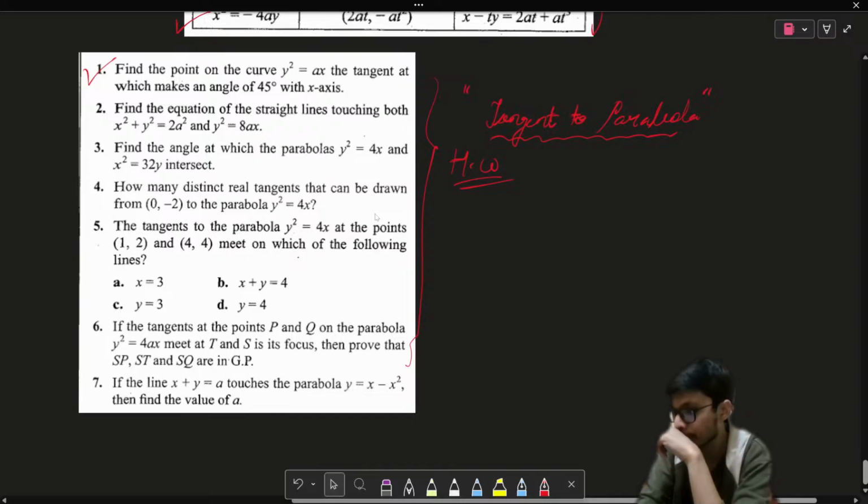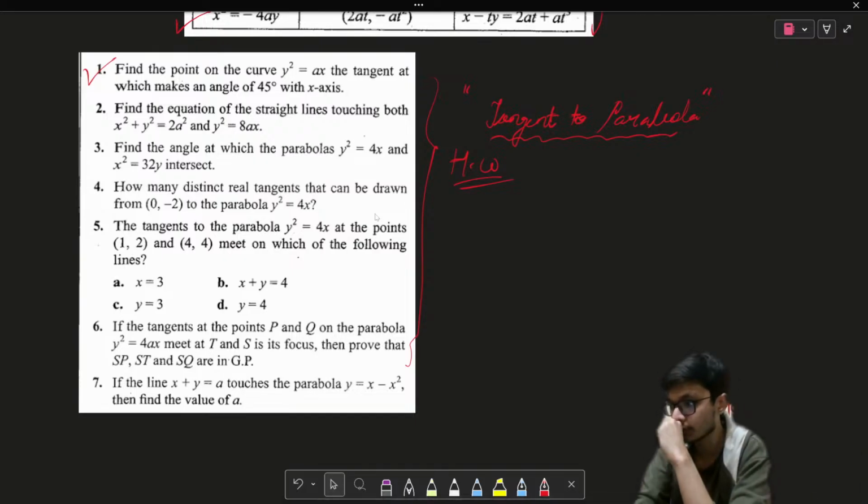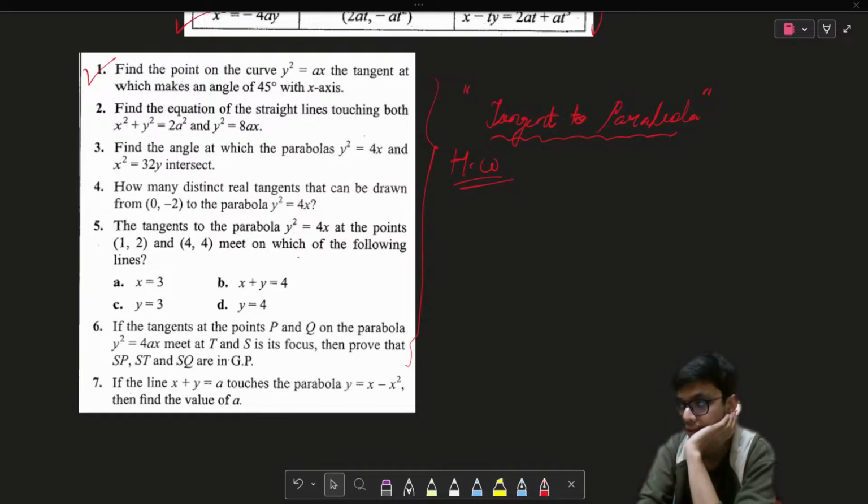Please do let me know how many of you have done these problems. Do let me know in the live chat whether you are able to do these problems or not. If you're able to solve them, do let me know the answers, or else we can discuss if you have any doubts.